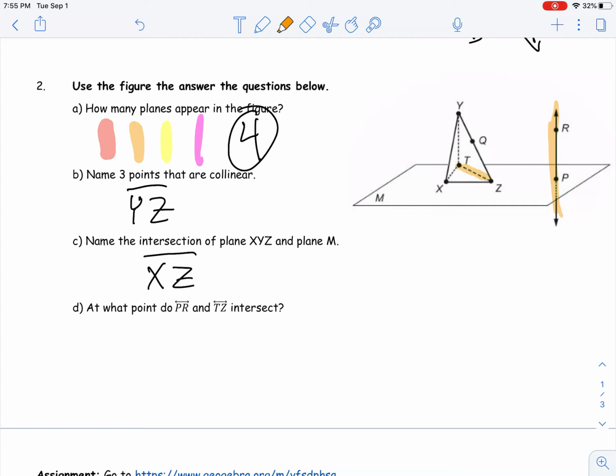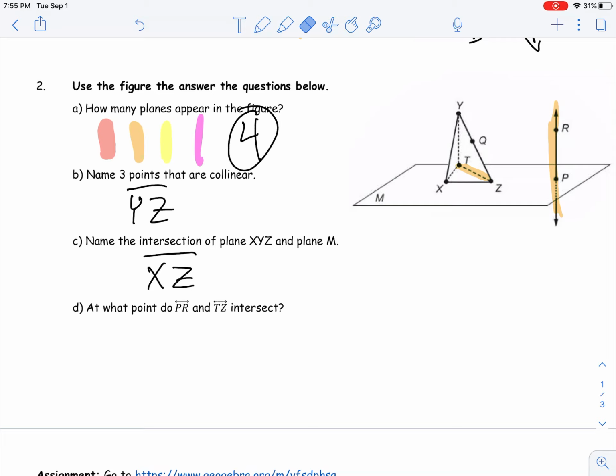I will mention I don't really love that TZ right here has arrows on it because it doesn't look to me like that is really a line, unless they're just assuming that it does go on forever in the picture, but we just don't see it. But I don't really like that. I don't think that should be there. And it's asking at which point they intersect. PR and TZ.